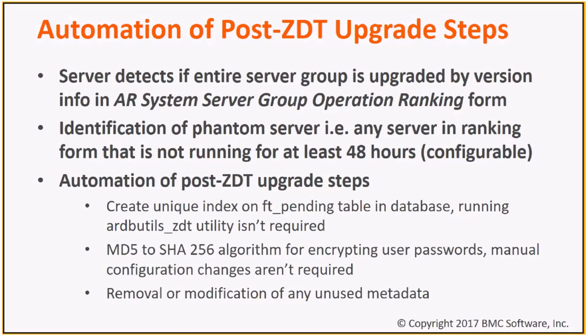That means maybe it was added sometime for scaling or some load balancing, etc., but it is no longer there. So we treat that server to be phantom, and if everything else got upgraded successfully to 9.1 SP4, we treat the server group upgrade to be complete. And once it is done, all these steps, which are creation of a unique index, switching the algorithm, and removing any unused metadata, are all taken care of by the server itself as part of the automation.